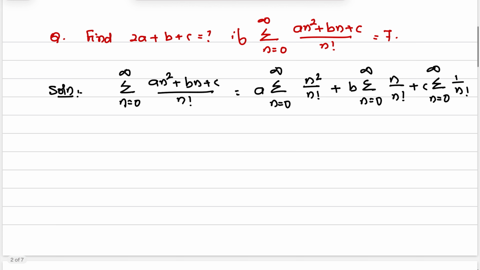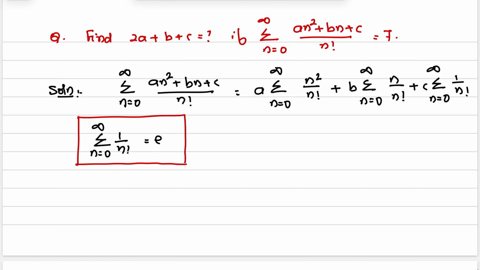But from definitions, it is known that sigma 1 by n factorial from n is equal to 0 to infinity is equal to E. This is the definition. Now, the last term value we have got as E. Now we have to find these two values: sigma n is equal to 0 to infinity n by factorial n and sigma n is equal to 0 to infinity n square by factorial n.